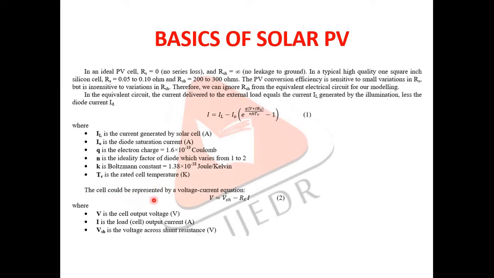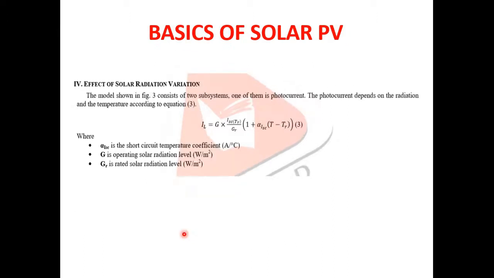So the cell could be represented by the voltage equation V is equal to VSH minus IRs, where V is the cell output voltage, I is the load or cell output current, and VSH is the voltage across the shunt resistance.